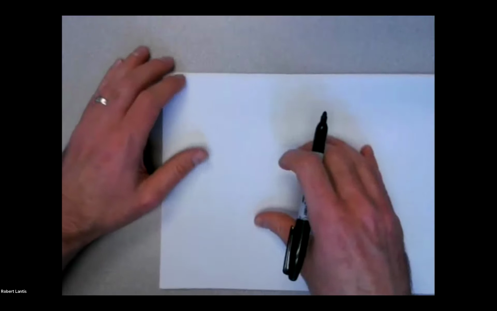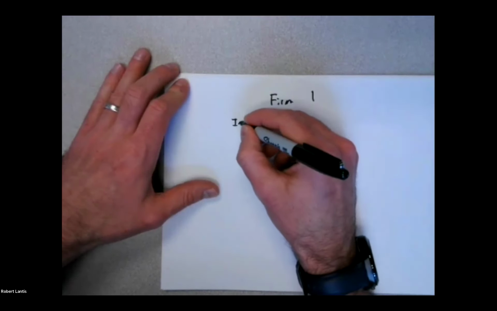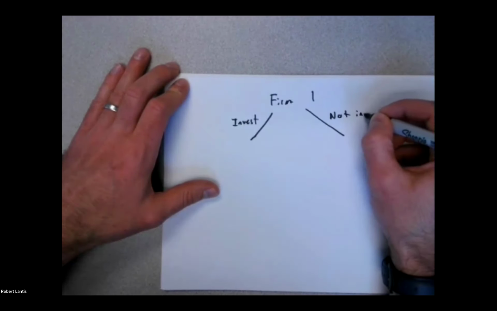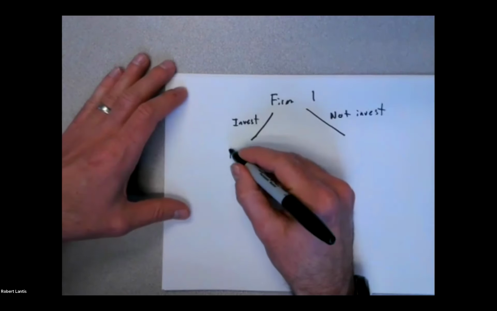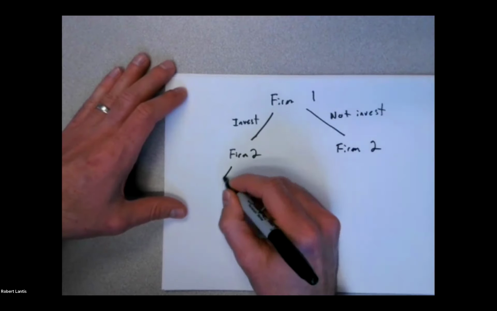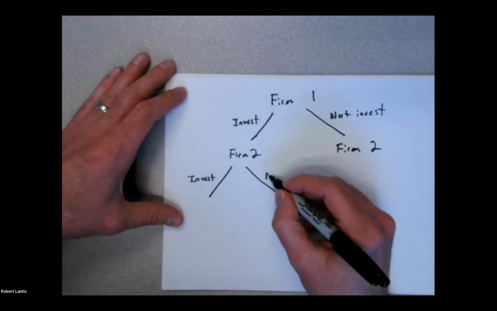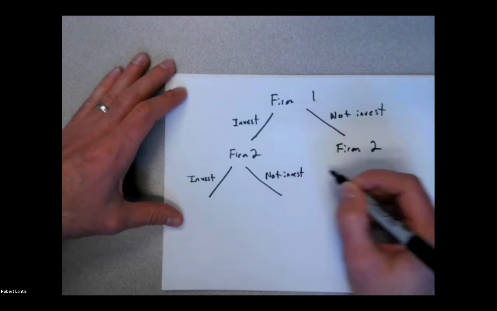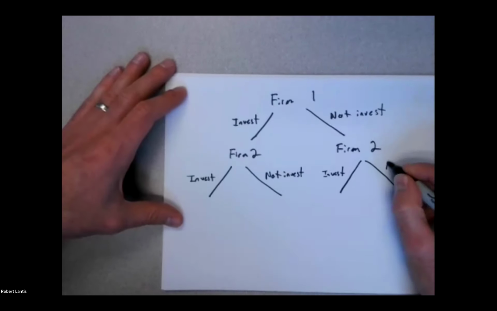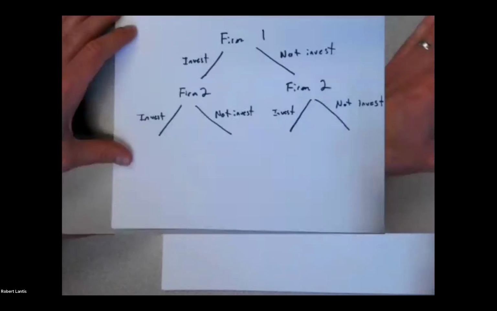So maybe it makes sense to do it this way. Firm one is either going to choose to invest or not invest into research and development. Firm two is going to see firm one's choice, and they get to make their choice second. So here, they're going to either choose to invest or not invest. When we had this set up as a normal form game, we had an equilibrium for that research and development example where it was a chicken game. We ended up with two equilibria, where one company invested and one didn't.